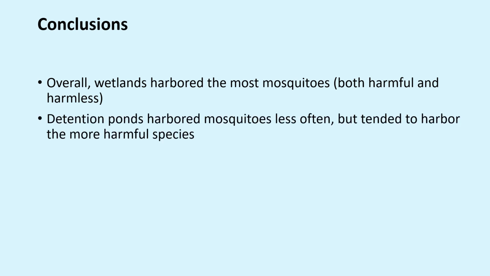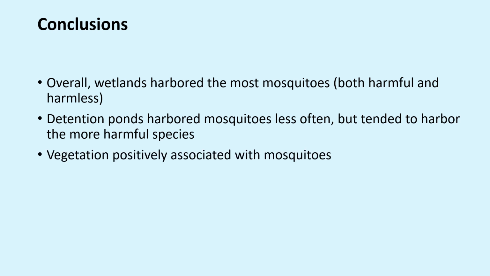Detention ponds, on the other hand, typically had fewer mosquitoes overall, or less often. But the mosquitoes that were found there tended to be the more important ones, like our nuisance and vector species. And finally, vegetation seems to be a main variable that is positively correlated with mosquitoes. Some of the vegetation that we see may not really be intentional, but we do see invasive plants or overgrown plants in a lot of these sites, and that may be leading to a higher number of mosquitoes found in these sites.